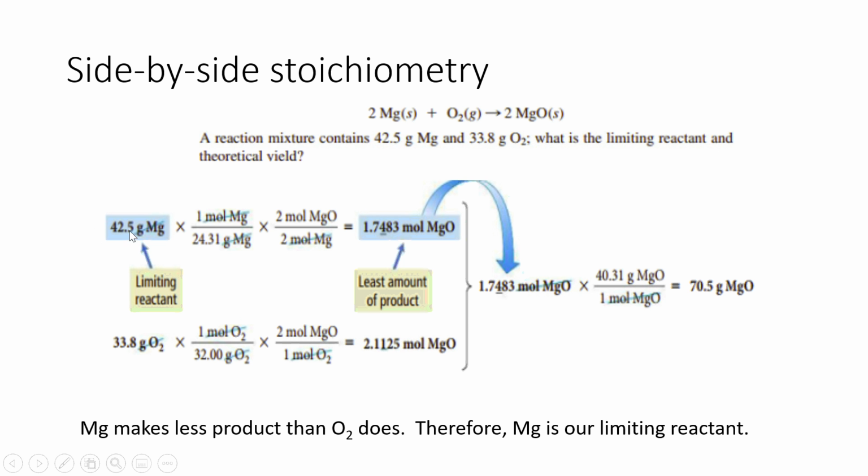So we want to say, starting with 42.5 grams of magnesium, how much MgO could we make if all that magnesium got used up? And then you do the same thing here, starting with the oxygen. So how much could we make if all that oxygen got used up? And this calculation gives us a smaller number of moles of product. Therefore, my magnesium is my limiting reactant. So this is how much I'm actually going to make in the reaction, is 1.7483 moles. Okay, and then I can do that final step and convert that into grams.